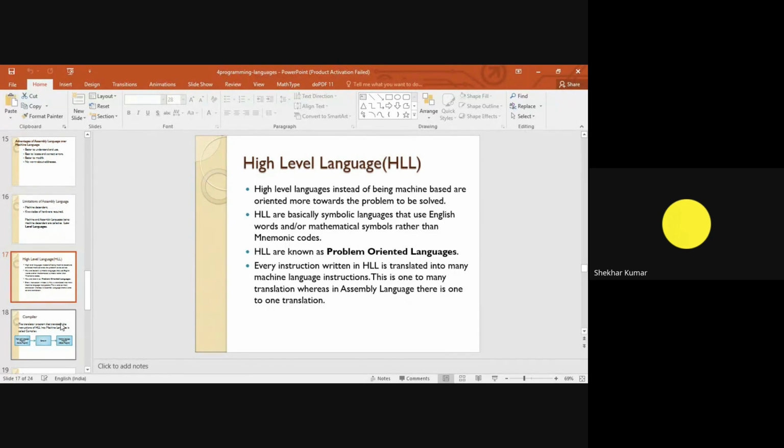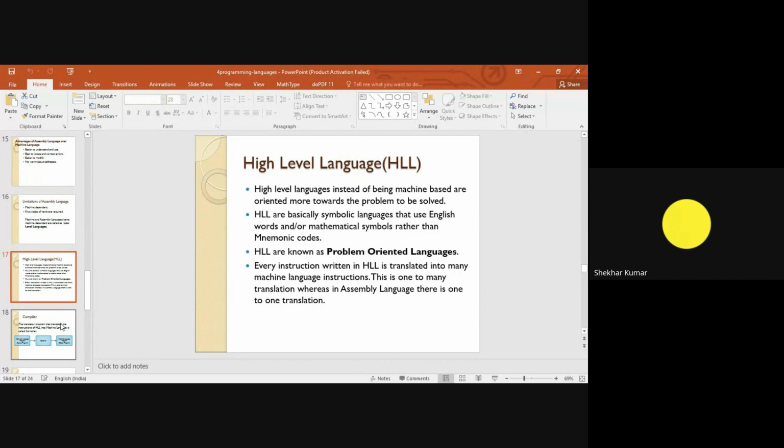This software is also called your interpreter. Some high level languages use a compiler, and some high level languages use an interpreter. So the main job of the compiler and interpreter is to translate the source code of the program and convert that program code into machine understandable form. It means representing it in binary representation form.